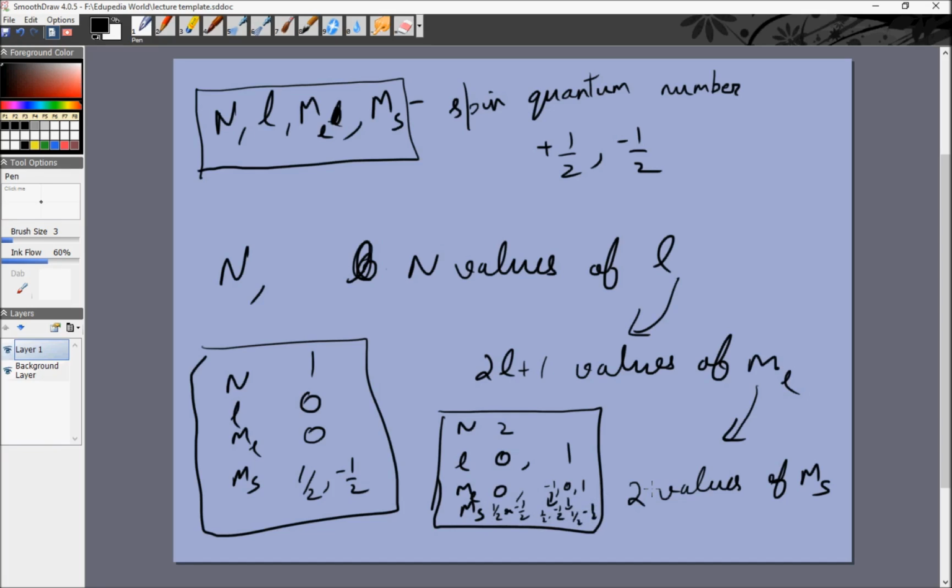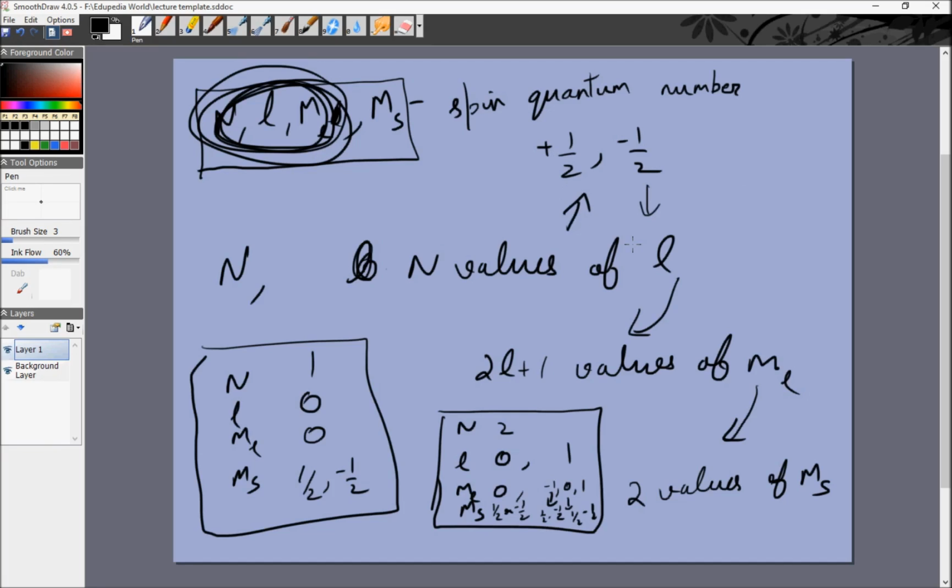So every n, l and ml, every set of these three quantum numbers can accommodate 2 electrons, one with the positive spin, or sometimes we refer to as the up spin, and the other with the negative spin, or sometimes we would refer to it as the downward spin.